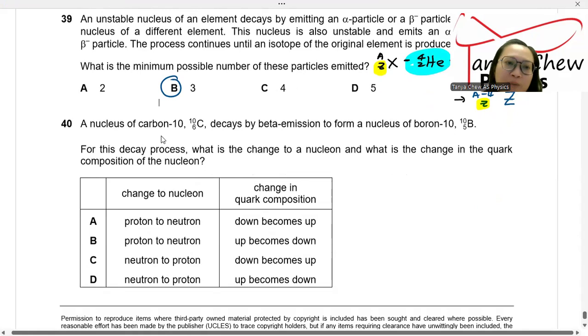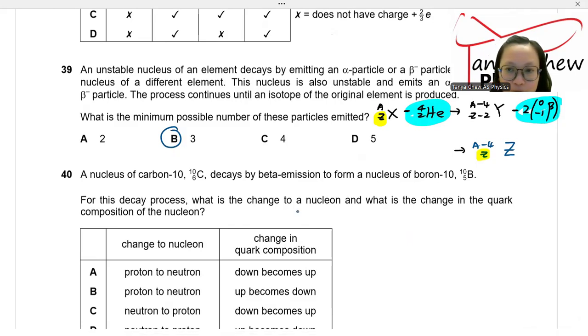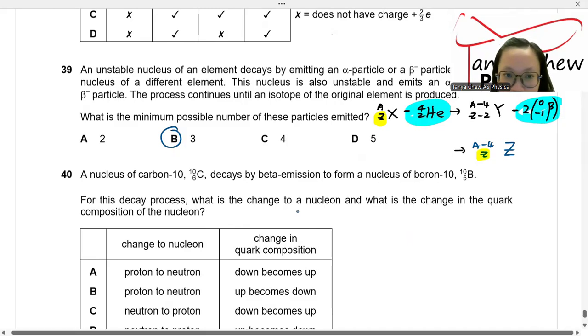The last question, number 40. A nucleus of carbon 10, 10,6C, decays by beta emission to form a nucleus of boron 10,5B. So for this decay process, what is the change to a nucleon and what is the change in the quark composition of the nucleon? What is a nucleon? Nucleon is proton and neutron, right? Could you see that one proton is decaying to become a neutron?